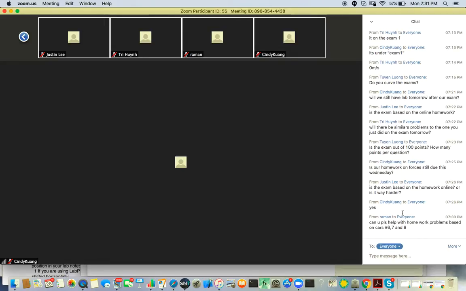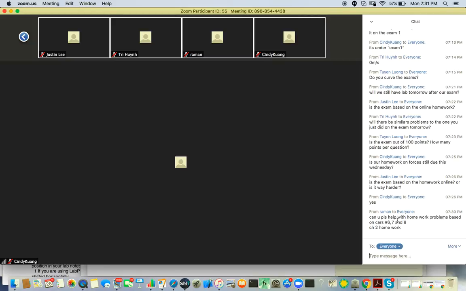Can you please help with homework problems based on cars? Number 6. You have to be more specific. What is the problem with the homework problem? This is the type of thing that I try not to do, which is to solve the problem without you attempting. I know, chapter 2 homework. I understand. So the best thing to do, I mean, I will solve it for you, no problem.